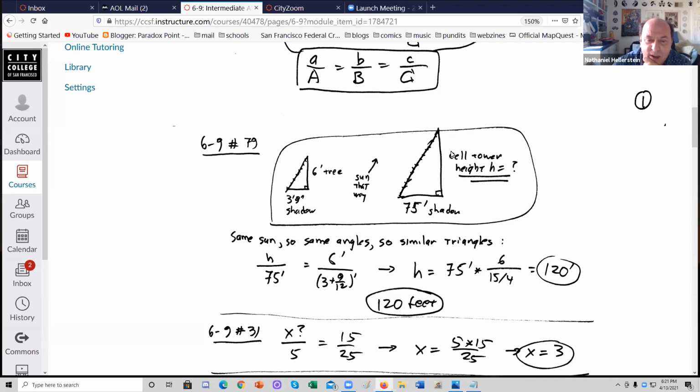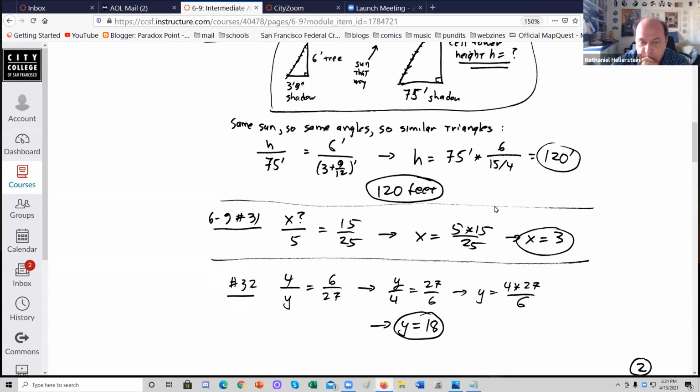How tall is it? Well, all right. Big H is to 75 feet as 6 feet is to 3 feet 9 inches. It's 3 and 9/12 feet. Now, if you transpose the 75, H equals 75 times 6 over 15/4. After a bit of arithmetic, it's 120 feet. So that's how tall the cell tower is. It's 120 feet tall.